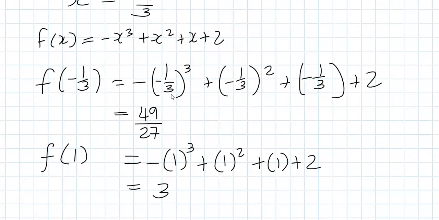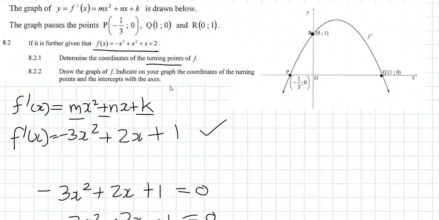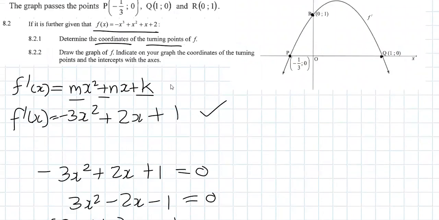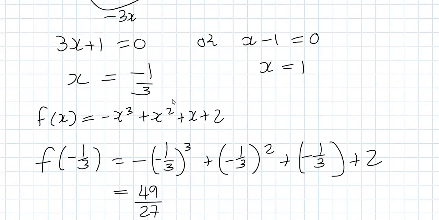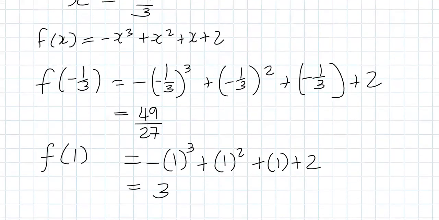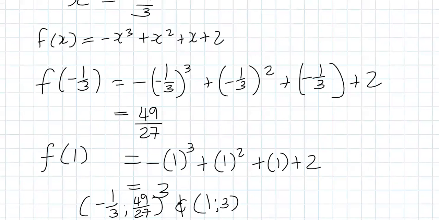We're not quite done. The question asked for the coordinates of the turning points. So we want the actual coordinates of the turning points, and we can write those as, first, -1/3 and 49/27. And the other turning point was 1, 3. So 1, 3. Those are our turning points.